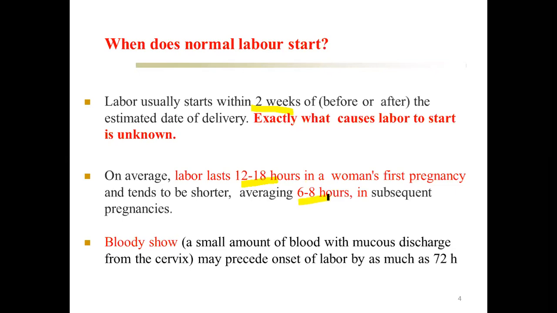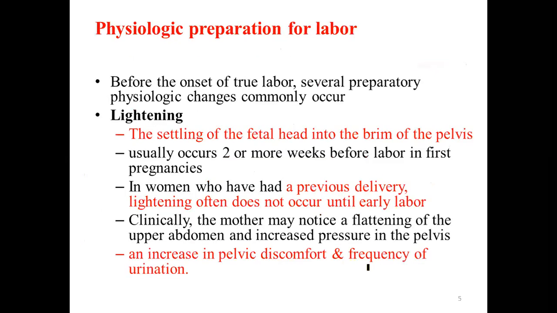Most of the time, there is a blood show. There is a small amount of blood, tinged with mucus or discharge. It actually appears in the genital area. Most of the time, this blood show usually precedes the onset of labor by as much as 72 hours.